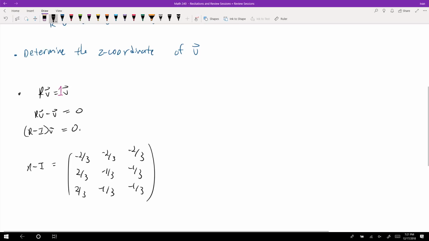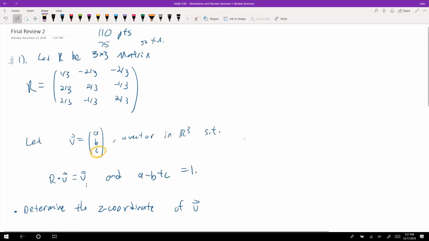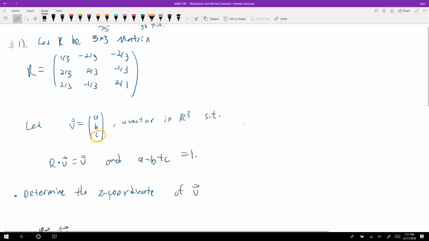Okay, so now with R minus I, we need to find an eigenvector V. Any ideas? Well, there's one condition we need to satisfy, right? Up here, this eigenvector ABC needs to satisfy A minus B plus C is equal to 1. We can just not worry about that for now. We'll worry about that later, but that's a condition we need to keep in mind.